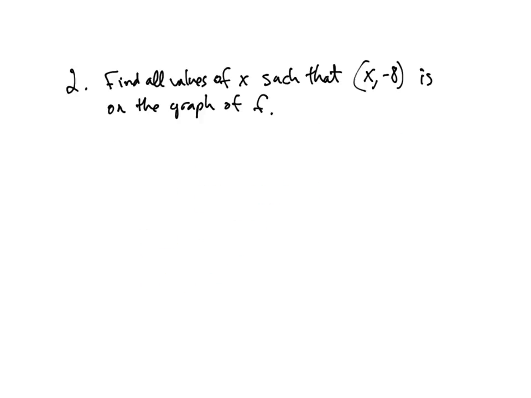Next it says find all values of x such that the point x, negative 8 is on the graph of f. So let's write down what the function is. f of x equals x squared plus 4x minus 5. We know that this negative 8 is the y value, and we can treat f of x like y. So we'd say negative 8 equals x squared plus 4x minus 5.